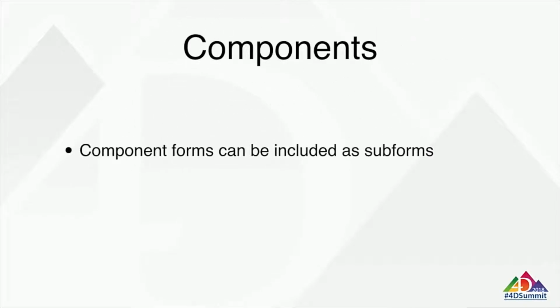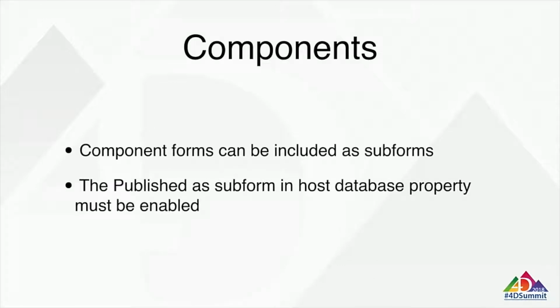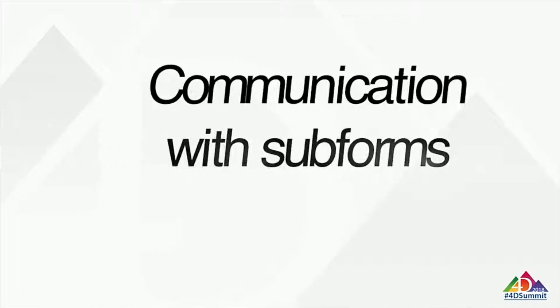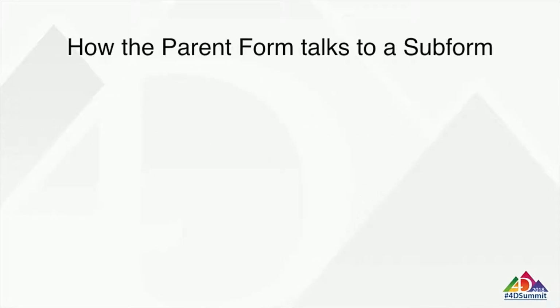And components I already touched on. So now, let's talk about how a subform and the parent form exchange data with each other. The first opportunity for a parent form to exchange data with a subform is by what's called bound variable change. The bound variable is the object on the parent form that the subform is in.